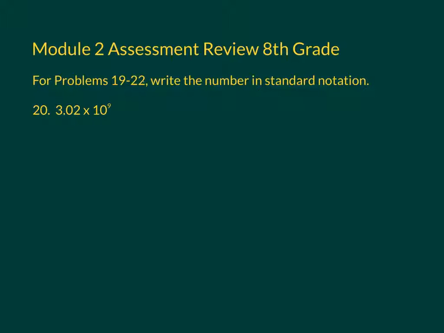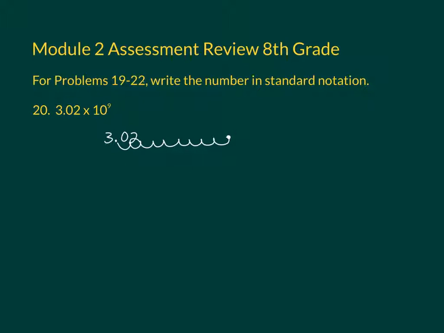Number 20, 3.02 times 10 to the 9th. Again, that exponent tells us how many times to move the decimal. So if we start with 3.02, since it's a positive exponent, that means this number needs to get bigger. So we're multiplying by 10 continuously 9 times, so it's going to get bigger and bigger. So we need to move the decimal to the right 9 times. So 1, 2, 3, 4, 5, 6, 7, 8, 9. Again, not the number of zeros. If you do that, you're going to get the wrong answer.